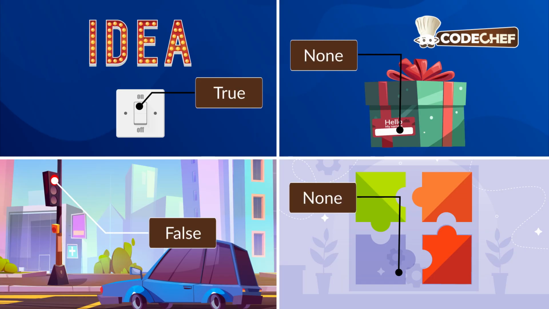Booleans help your code think. None holds space for what's not there, yet. Together, they build logic into Python programs.